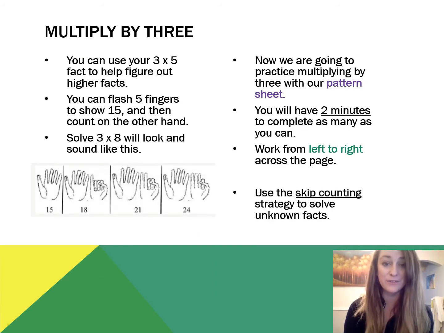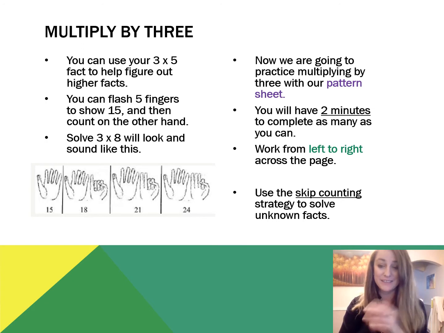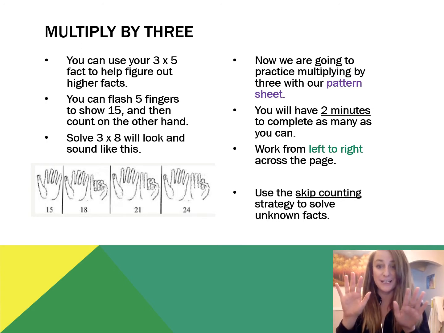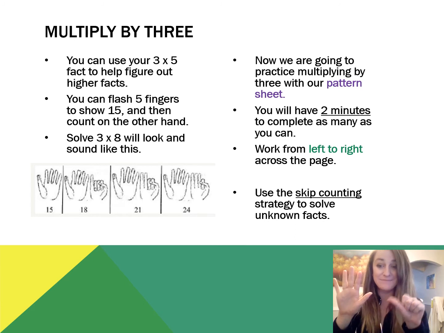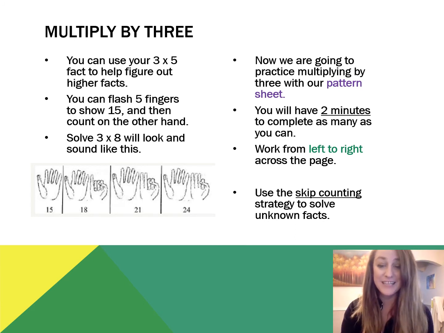You can use your 3 times 5 facts to help figure out higher facts. You can flash 5 fingers to show 15, and then count on the other hand. Let's do that to solve 3 times 8. Let's start with 15, 18, 21, 24. 3 times 8 is 24. Rather than starting from the beginning all over again, we started with a friendly 5.